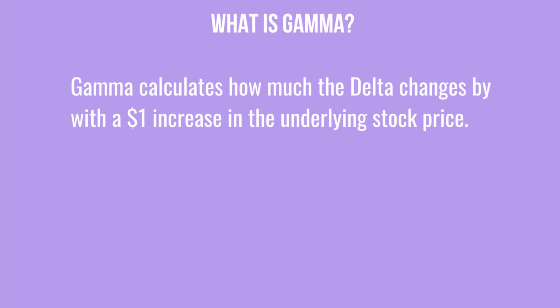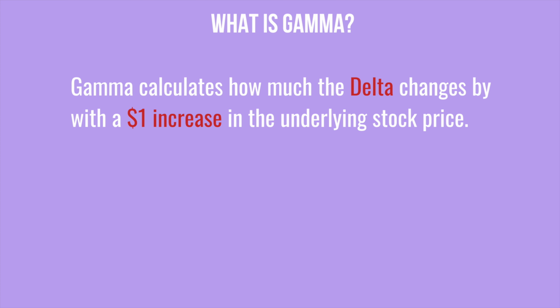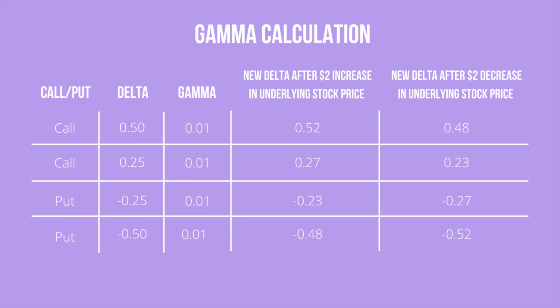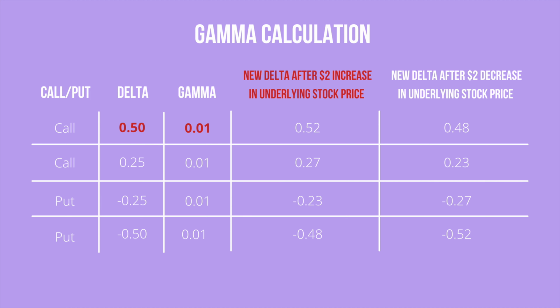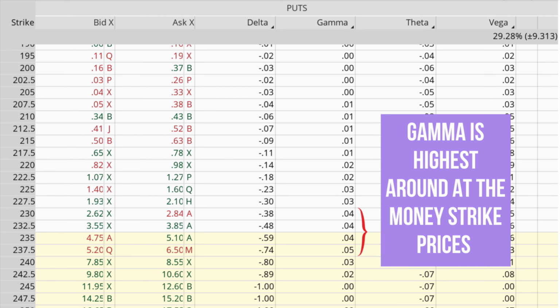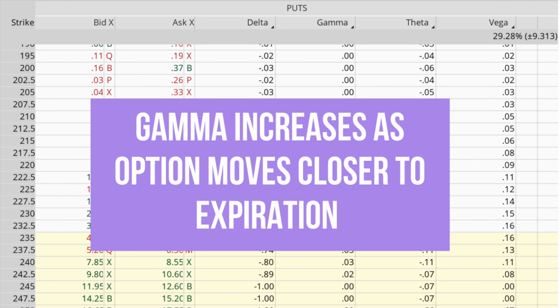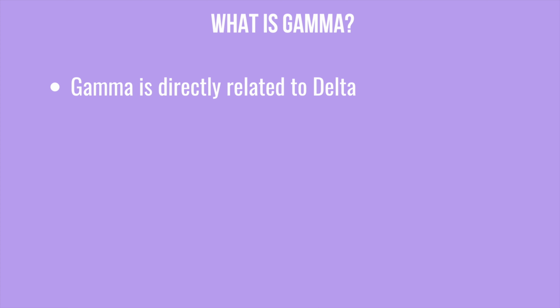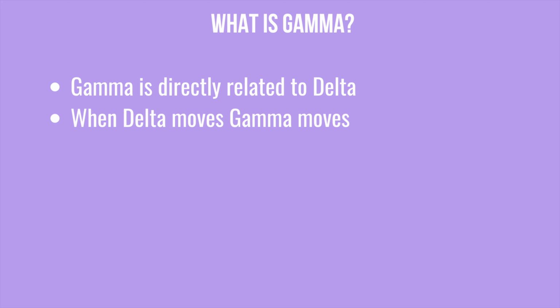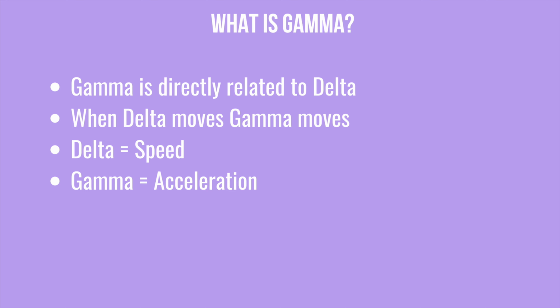Gamma calculates how much a delta changes with a $1 increase in stock price. So if you have a gamma of 0.01 and delta of 0.5, when a stock price increases by $2, delta will become 0.52. Gamma is highest at the money and increases as the option goes to expiration. Gamma is directly related to delta, and when delta moves, gamma moves. You can think of delta as speed and gamma as acceleration.